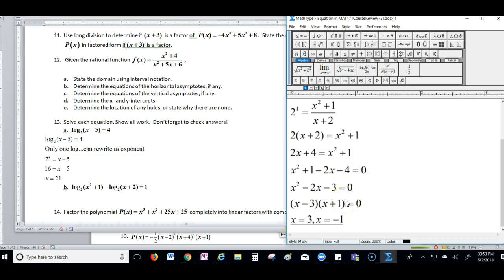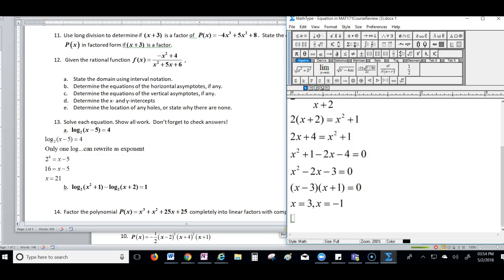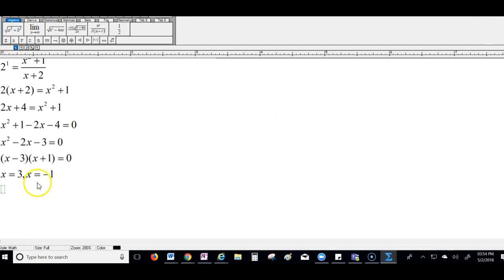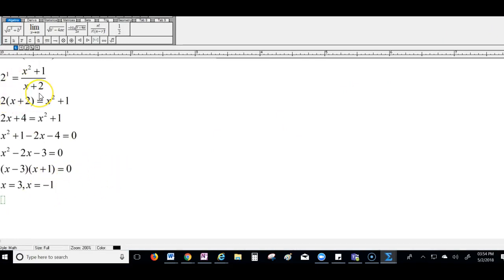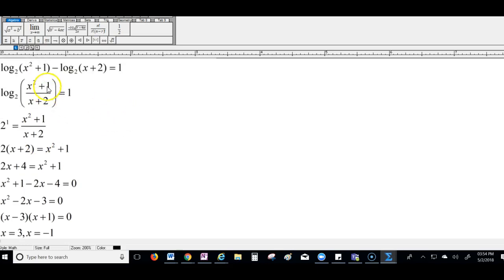Anytime you do something like this, you want to check your solutions. The real reason I want to check my solutions is that when I went from this step to this step and multiplied both sides by x plus 2, when you multiply by the variable, you need to check for extraneous answers. So we're going to check. I'm going to plug 3 and minus 1 into my original equation, so I'm going to copy and paste it.